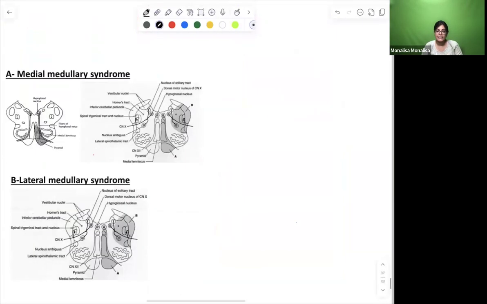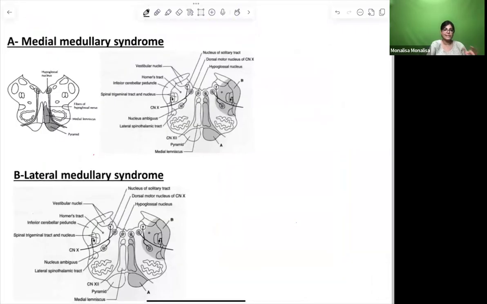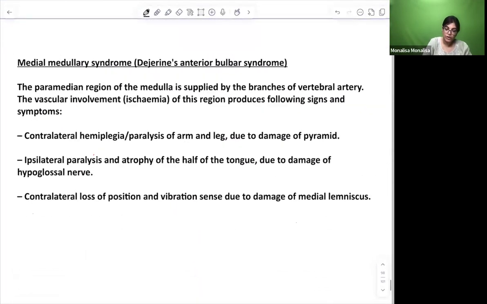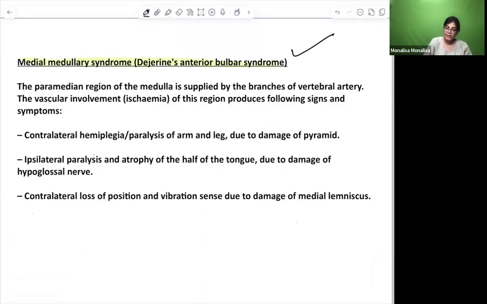Two other syndromes are asked in examination, which are important: lateral medullary syndrome and medial medullary syndrome. The most important brain syndromes which will be asked in the FMG exam, my dear students, are medial medullary and lateral medullary syndrome. In lateral medullary syndrome, the dorsolateral part of the medulla is involved, and in medial medullary syndrome, the medial part of the medulla is involved. Medial medullary syndrome is also called Dejerine's bulbar syndrome, and basically the injury is due to the vertebral artery.